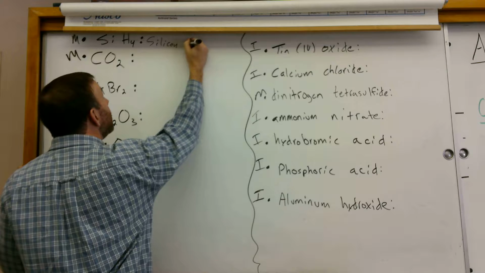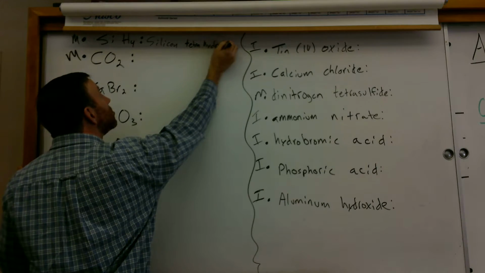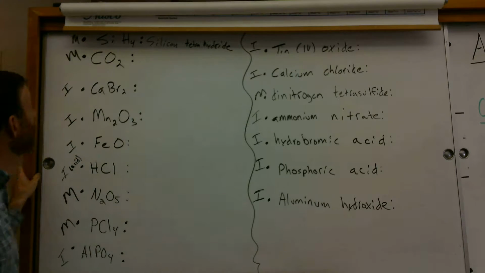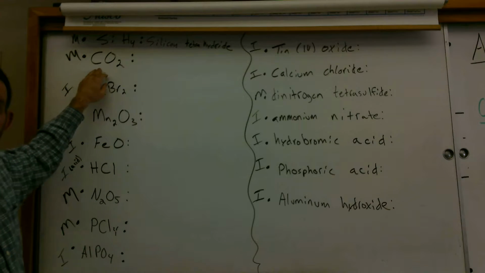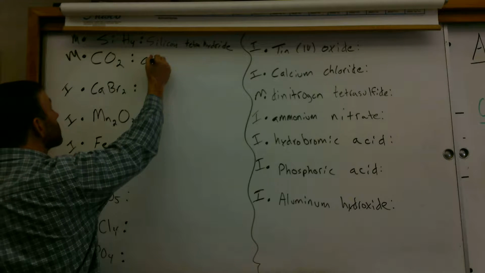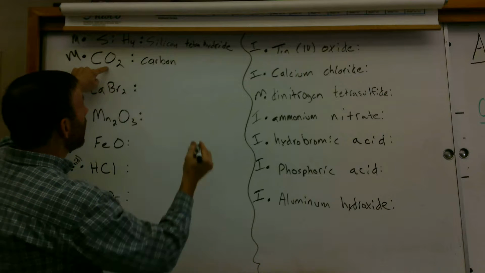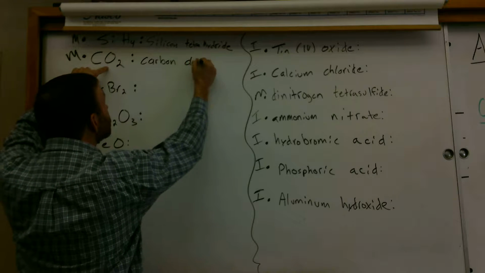So this would be tetrahydride. Okay, also molecular. So carbon, there's only 1 carbon, so I don't need the mono prefix because it's written first. Carbon, I've got 2 oxygens, that's going to be dioxide.